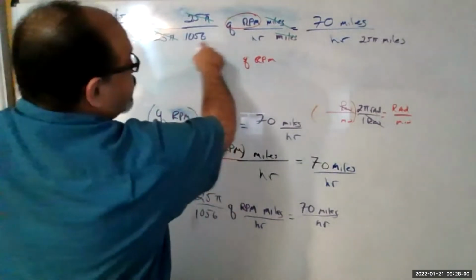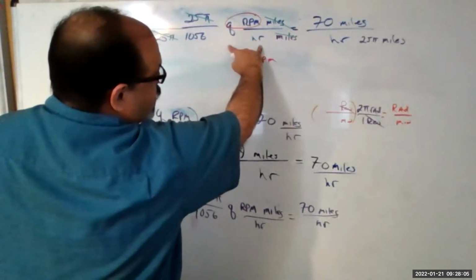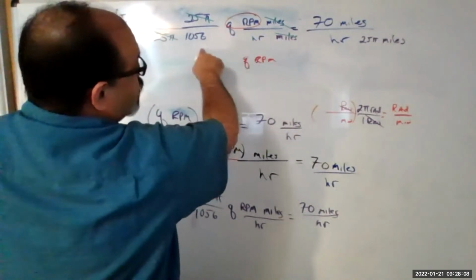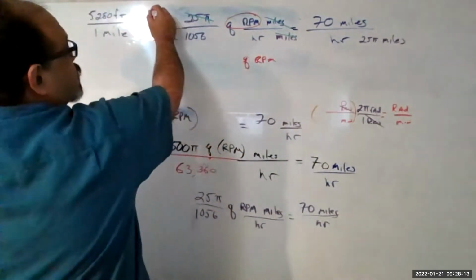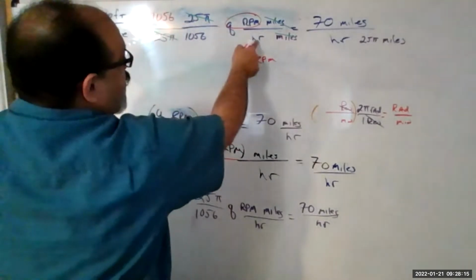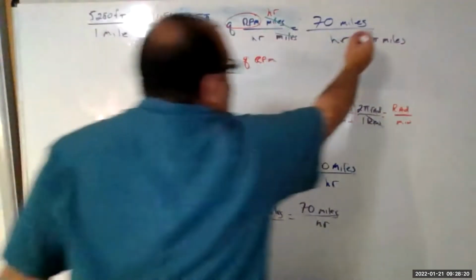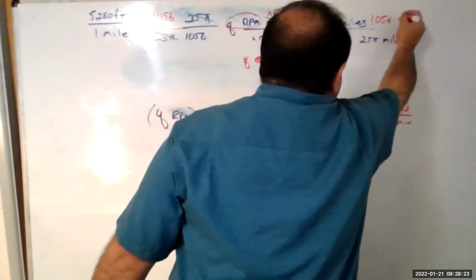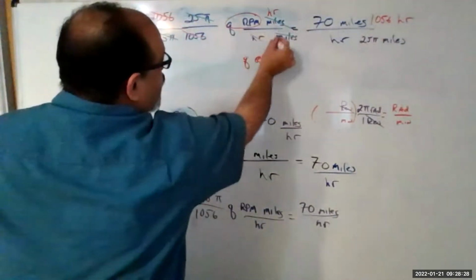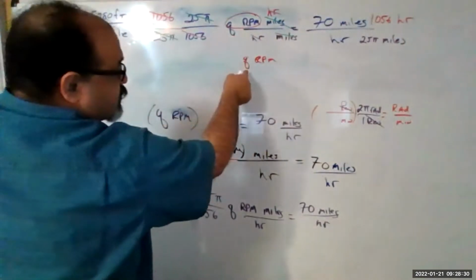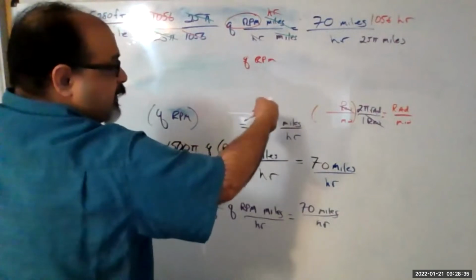It's being divided by 1,056 times hours in the denominator. So to undo the denominator, you're going to multiply both sides by 1,056 and hours. So 1,056 is up here and hours is up here. So that reduces nicely and that reduces nicely. So what you're solving for is how many revolutions per minute does that machine need to spin?